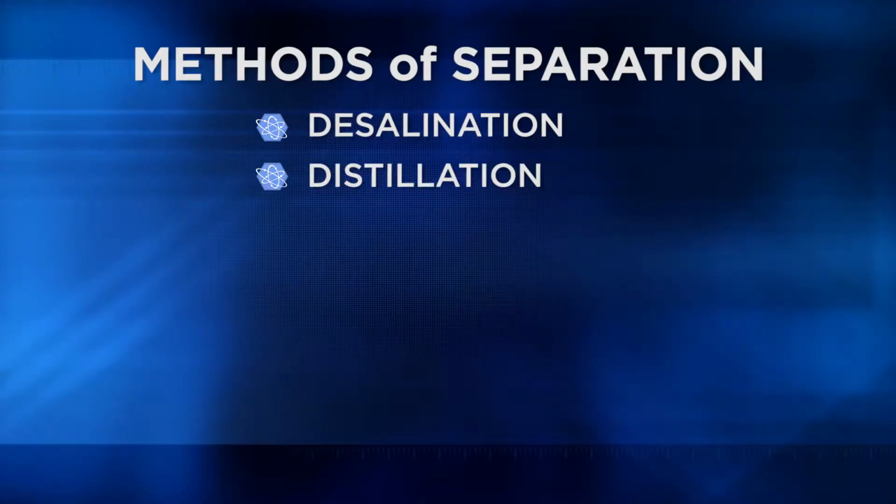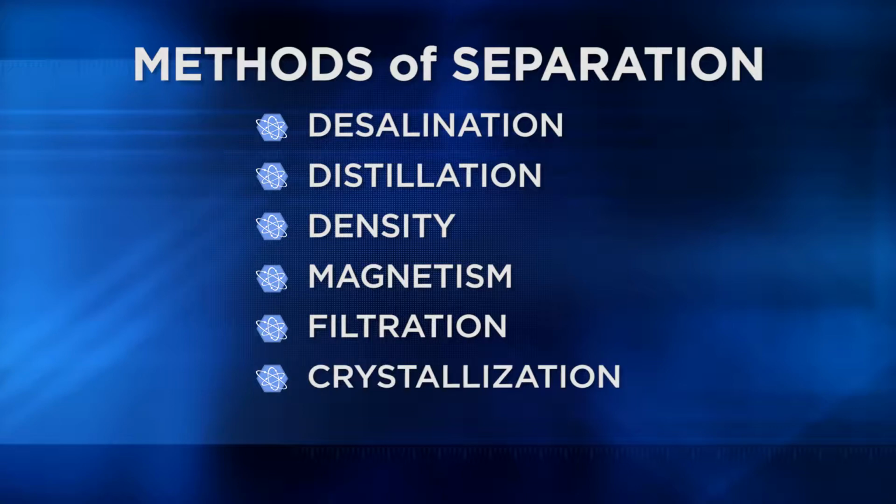Earlier, you learned about the methods used to separate materials for drinking water, like desalination and distillation. You also examined other methods to separate solids and liquids from mixtures, using your knowledge of physical and chemical properties. You now know how to use density, magnetism, filtration, crystallization, and chromatography to separate materials in solutions.